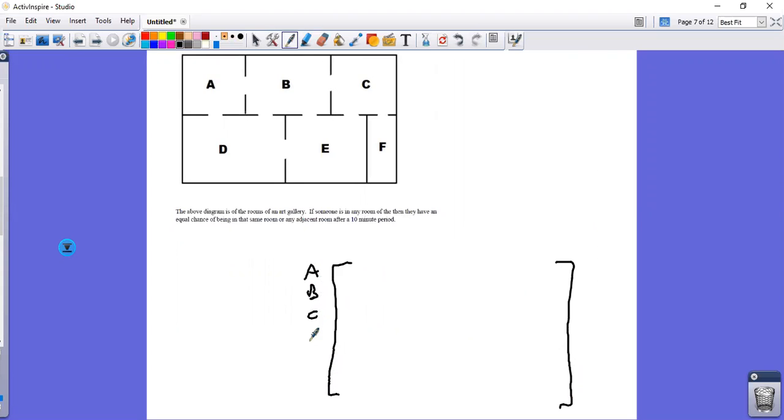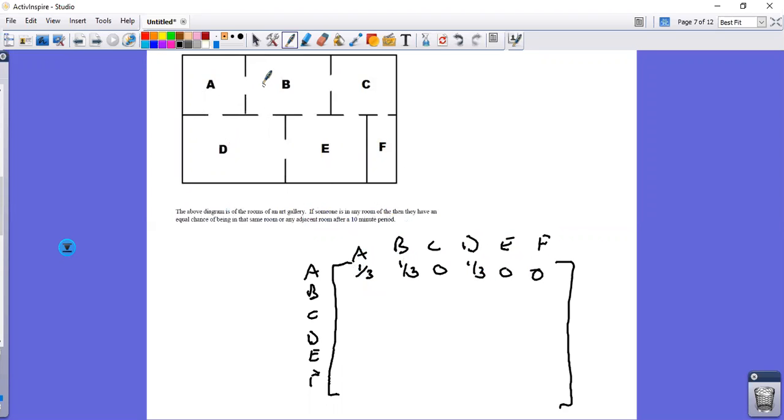A, B, C, D, E, F. A, B, C, D, E, F. So if you're in room A, you can leave. There are 2 doors, or you can stay in the room. So there's 3 possibilities for room A, because it says they can stay in the same room. So A would be a third of them stay in A, a third go to B, and a third can go to D. Can't get to the other rooms.